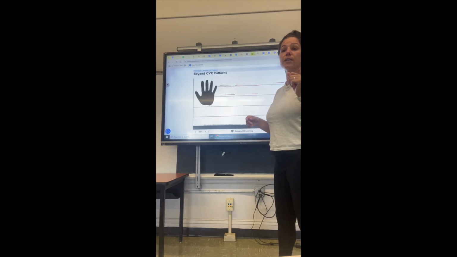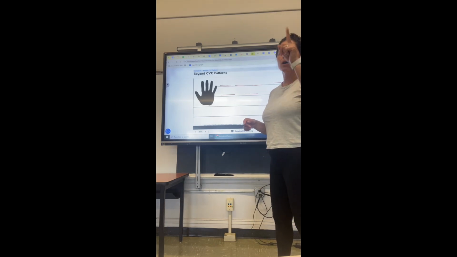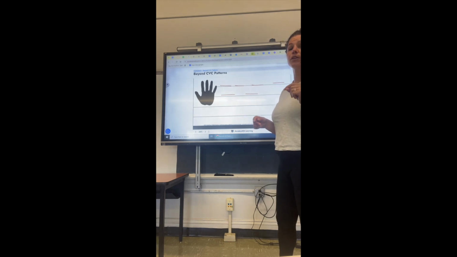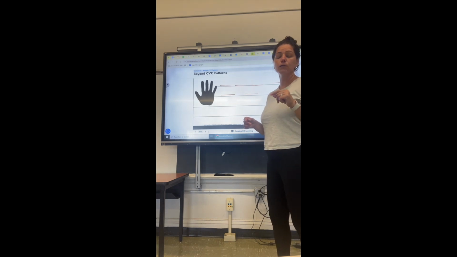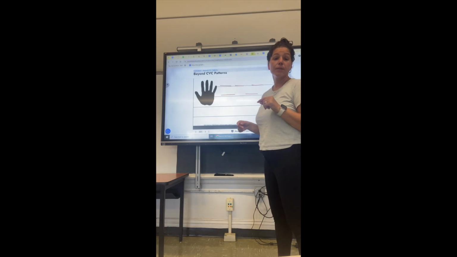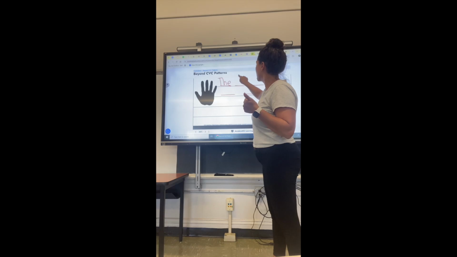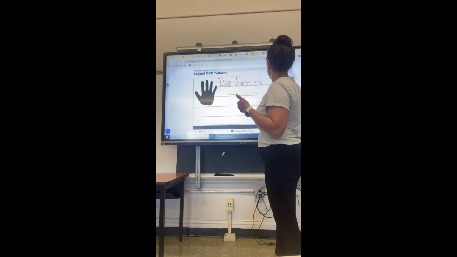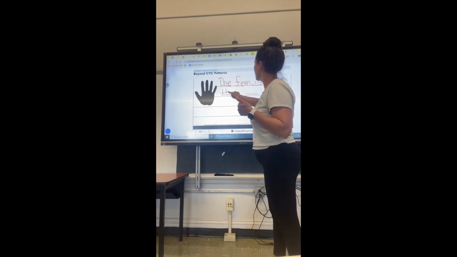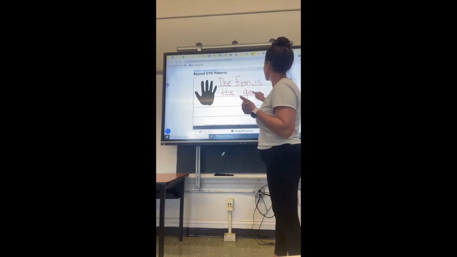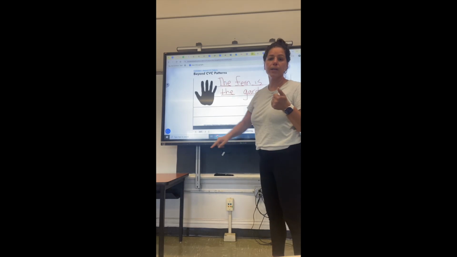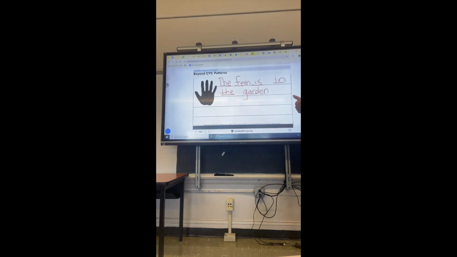Good. Now go ahead and write your sentence. I like how I can see you repeating it to yourself in your head. I can see your mouth is saying all of the words in that sentence. Nice job. The is a heart word. The fern is in the garden. Nice job. Check your sentence. Make sure you start with an uppercase letter and make sure you end it with your punctuation mark.